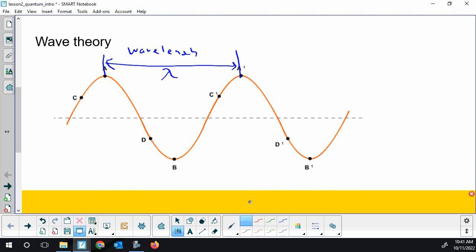Now, these are going to be very short waves. We might be using micrometers, nanometers, picometers. Okay, 10 to the minus 6 for micro, 10 to the minus 9 for nano, 10 to the minus 12 for pico.